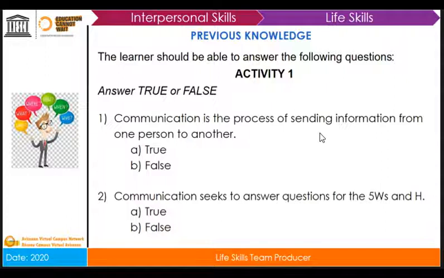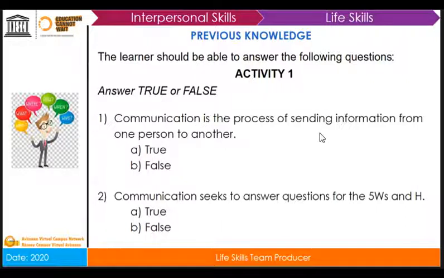Before we continue, I want you to answer the following questions based on your previous knowledge. Answer true or false. Question 1. Communication is the process of sending information from one person to another. True or false?